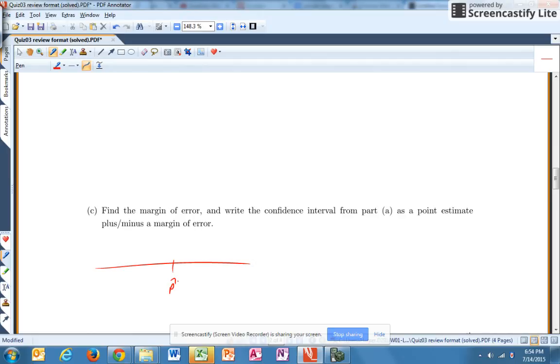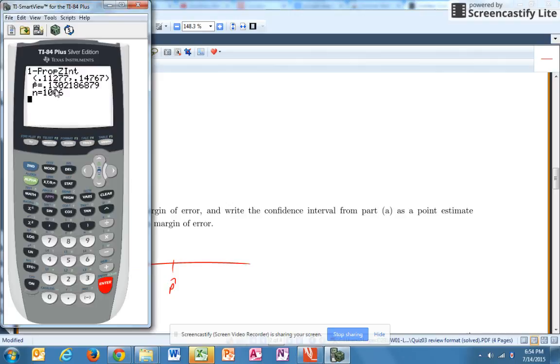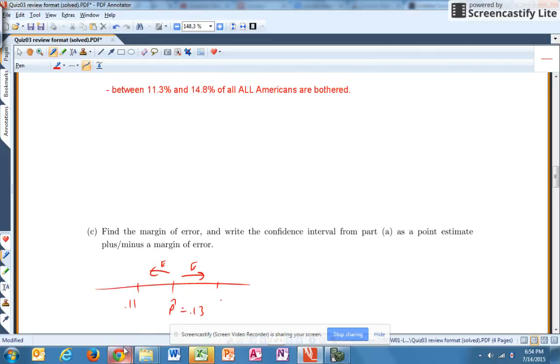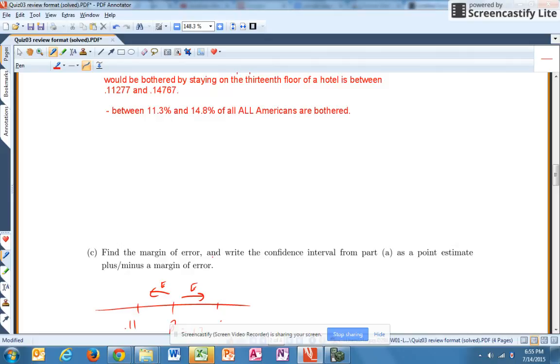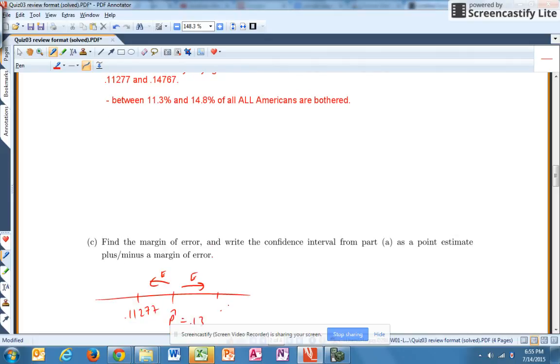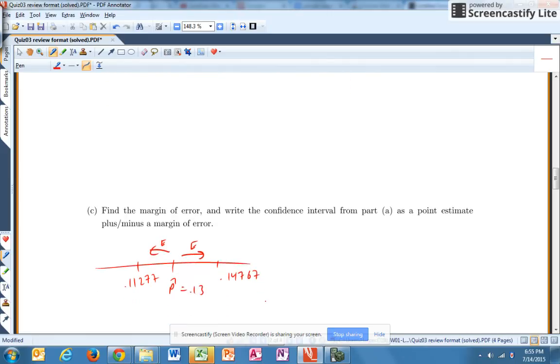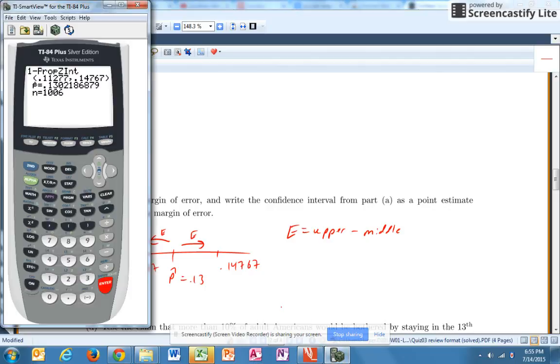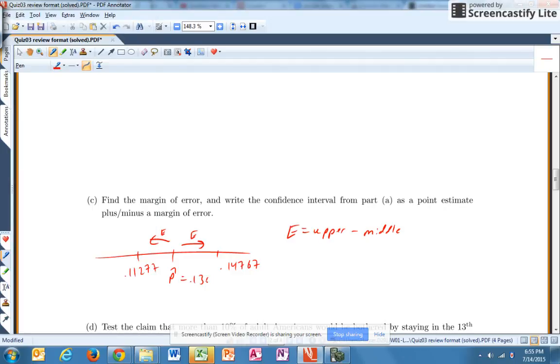If I think of this as a number line, here's my center value p hat that we got out of the problem. Our calculator even tells us that when we did the confidence interval, the p hat is 0.13. If I go in either direction by the margin of error, I get the values on my confidence interval, 0.11277 and 0.14767. So to find the margin of error, I can just take that upper value minus the middle value, one simple subtraction rather than a longer, more involved computation.